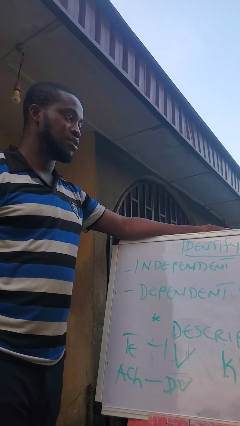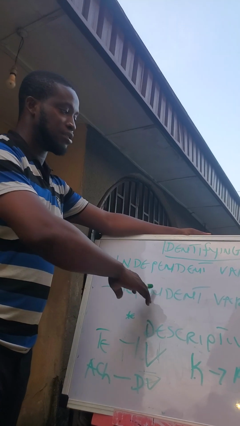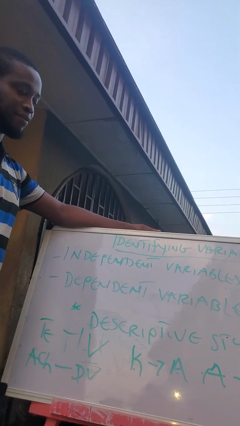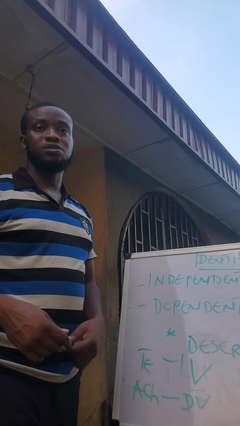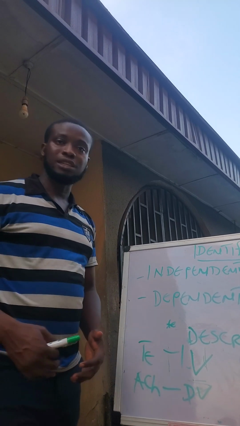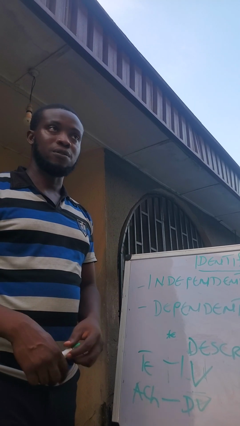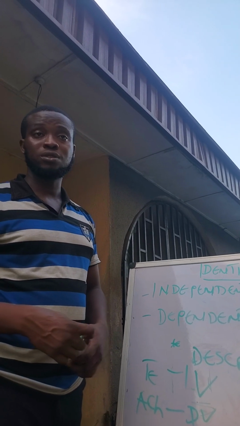In view of this, I think we have found a way to identify variables, and I believe that from this class, when you see questions about identifying independent or dependent variables, you can easily understand it and get it properly. If you want more clarification, please put it in the comment section.